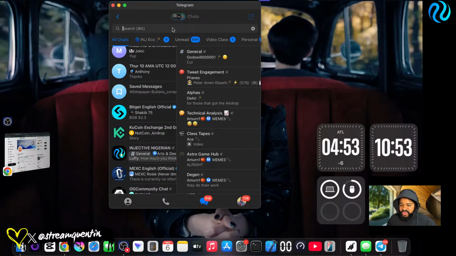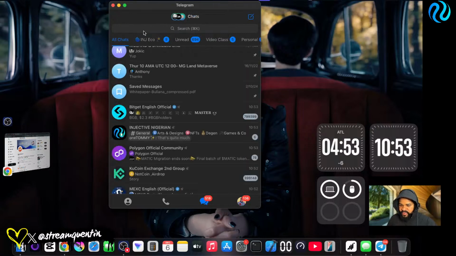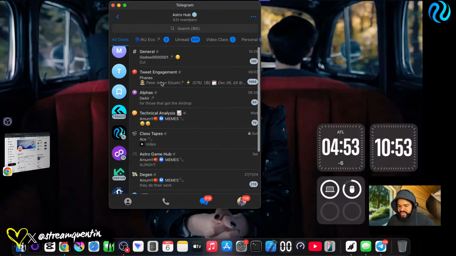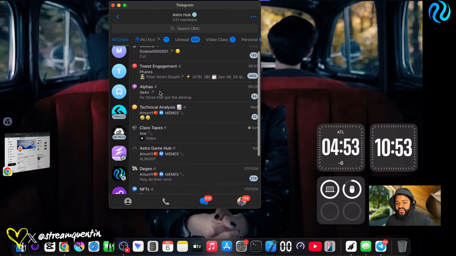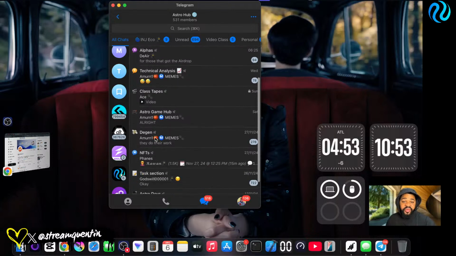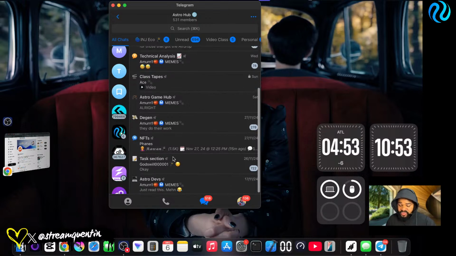So that is Astro Hub right here. My chats are still loading. That's crazy. So this is Astro Hub in here, guys. There is general where you get to talk to people. There's the Twitter engagement. There's alphas, fresh things going on. You have to position yourself, technical analysis, class tips, game hub, DJ plays. There's also the NFTs, the task sections, and there's also Astro Devs.